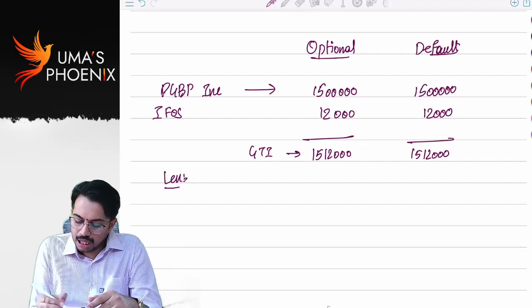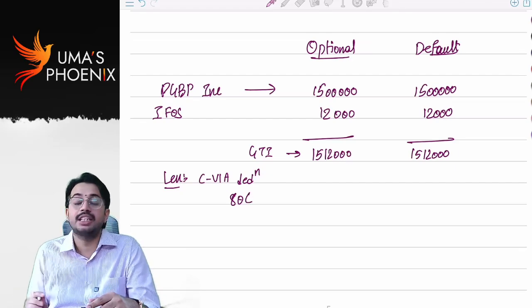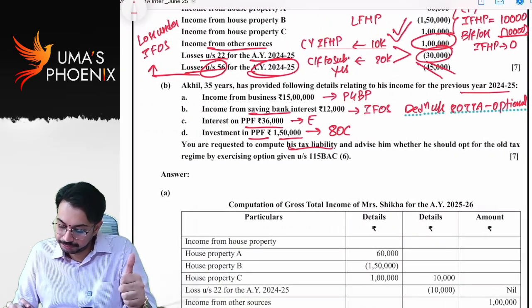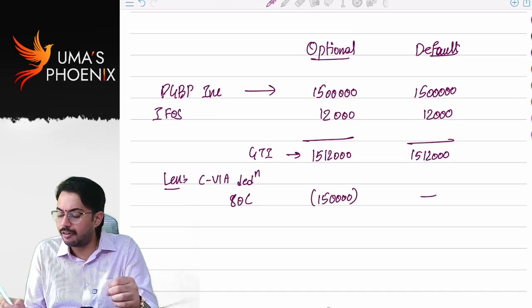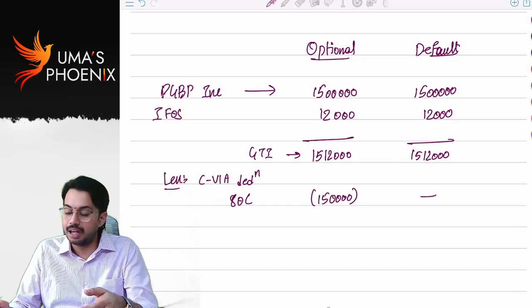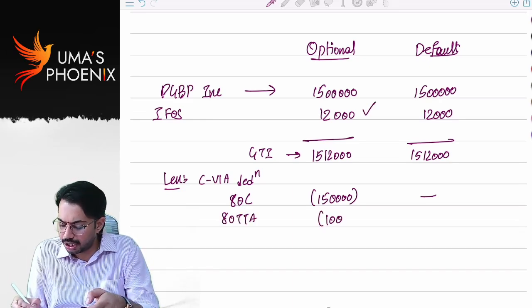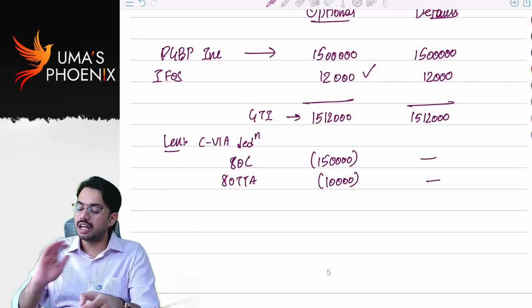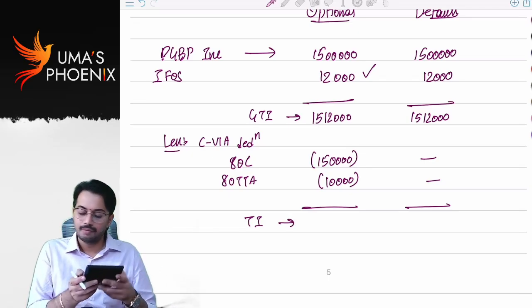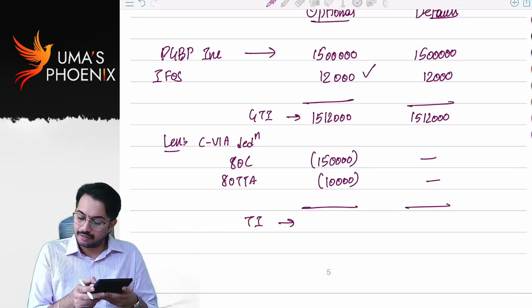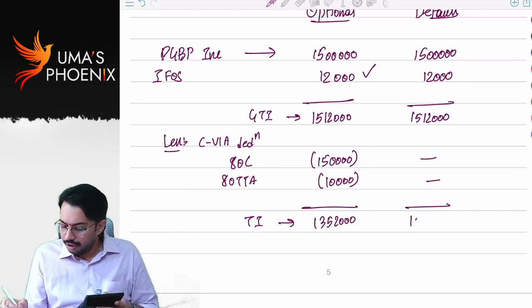Less chapter 6A deductions. Can you claim deduction under section 80C under optional tax rates? Yes. How much? 1,50,000 investment in public provident fund. Chapter 6A deductions are not available under default tax rates. You can claim deduction under section 80TTA, interest on savings account, 10,000 under optional tax rates. Under default tax rates you cannot claim. So total income under optional tax rates is 15 lakh 12,000 minus 1 lakh 60,000, 13 lakh 52,000.